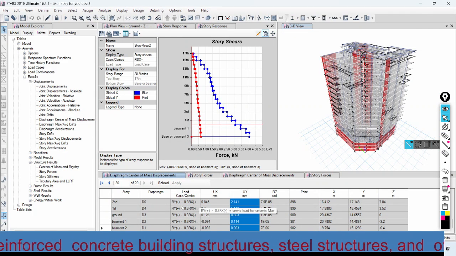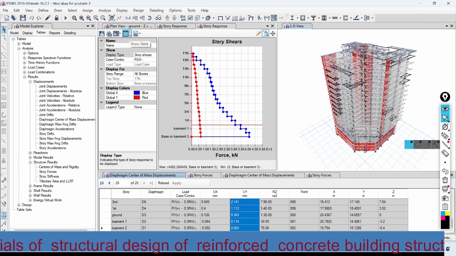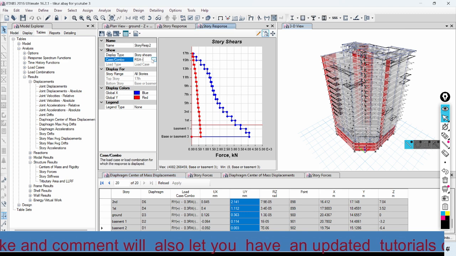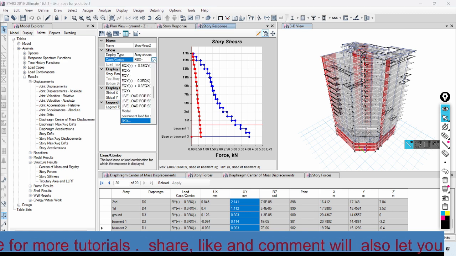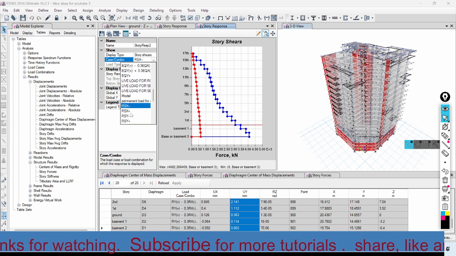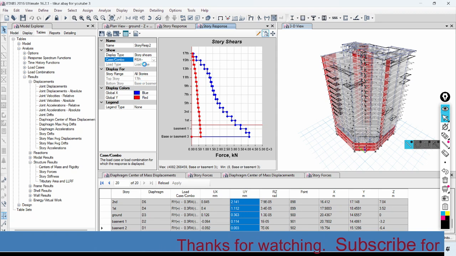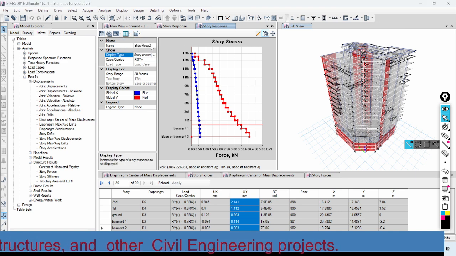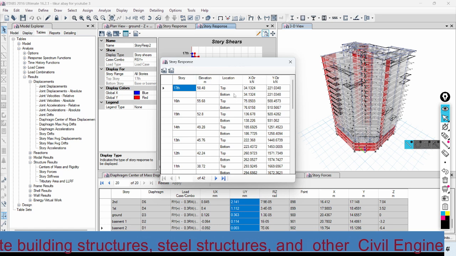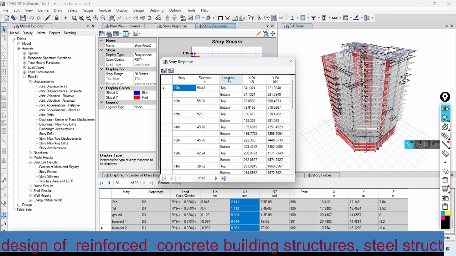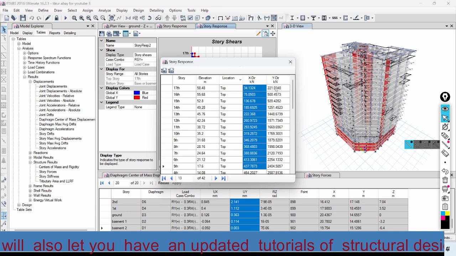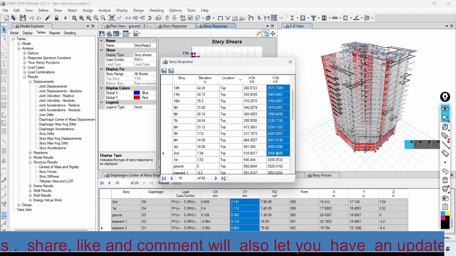Come to the tabs, or just simply from the story displacement plot curve. Just come to here. Response spectrum in y direction. And the display type is the story shear. So just come to the table. We need to select the top part, then copy the story shear in y direction.